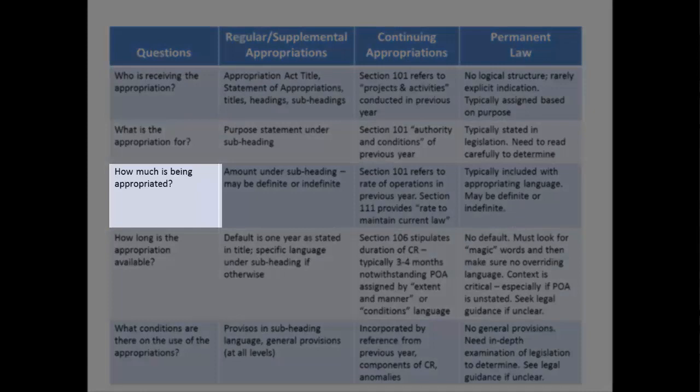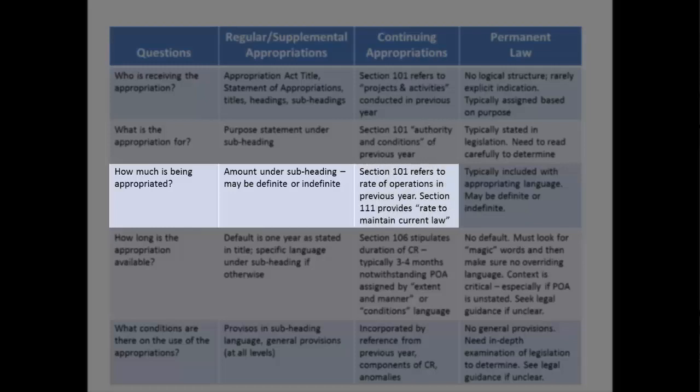Question 3. How much is being appropriated? In regular and supplemental appropriations, the amount appropriated typically follows the purpose statement. This amount is definite in most cases, but for appropriated entitlements may be indefinite. In a CR, we can't find any amounts.